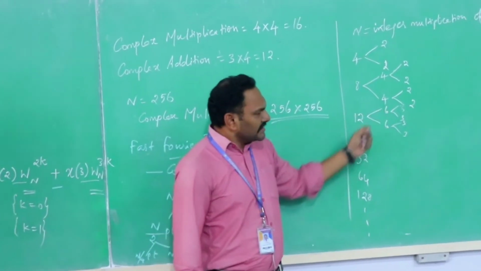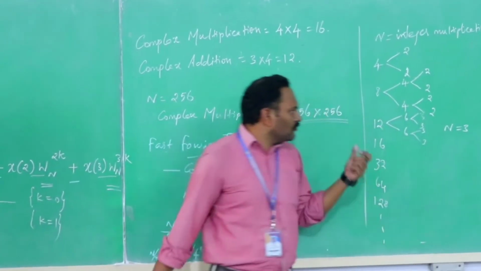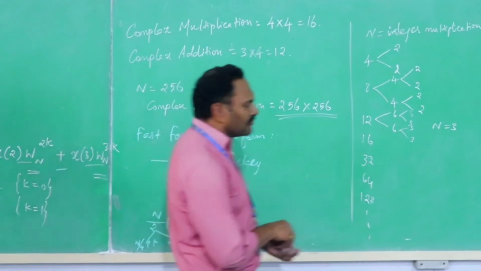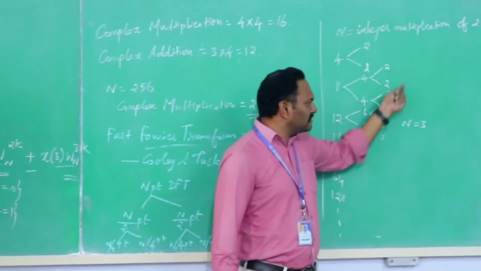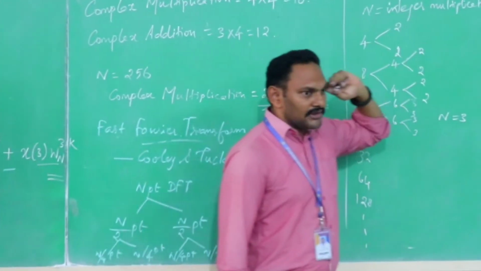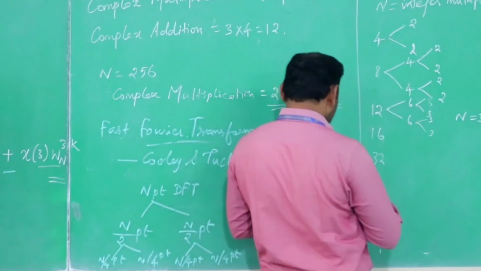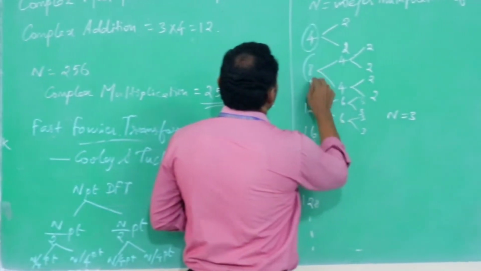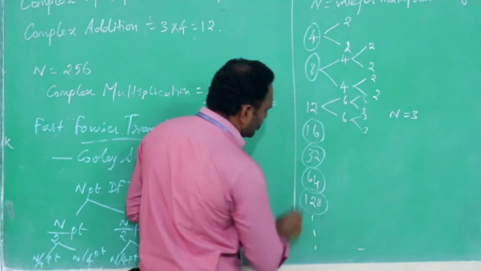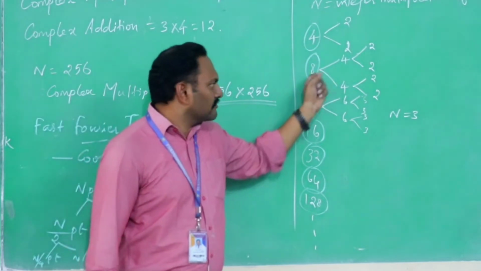We can take N equal to 3 also, but while taking values like 1, 3, 5, 7, 11, it's somewhat difficult to get the results. That's why, as I already said, N is nothing but an integer power of 2. That's why we have to consider 4, 8, 16, 32, 64 and 128. Like this we can assume the computation values. Okay.